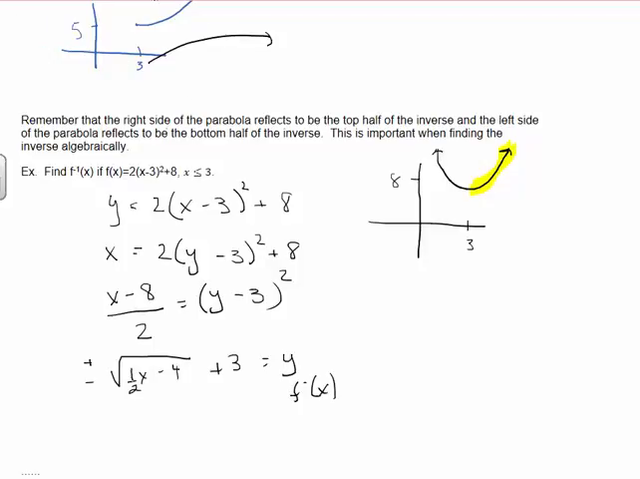Now we need to go back to our domain restrictions here, and it says that x is going to be less than 3. So that means we want the bottom half of the inverse graph, which means we want the negative value. So our final answer there is going to be the inverse function, negative the square root of (x minus 8) over 2, plus 3. So if we were to graph that exactly, we would only have half a parabola, and it would be the left side of the original equation or the bottom half of the inverse equation.